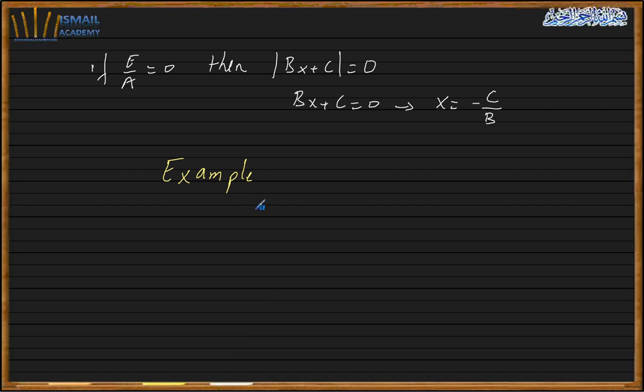For example, if I have minus 3, absolute value of 4x plus 7 equals 0. First thing I do, I divide by minus 3. So this will cancel out. So we end up having what? 4x plus 7. So 0 divided by minus 3. There is no such thing as minus 0. Anything divided 0 is 0. So 0 divided by minus 3 is 0. So that means the quotient is always 0.